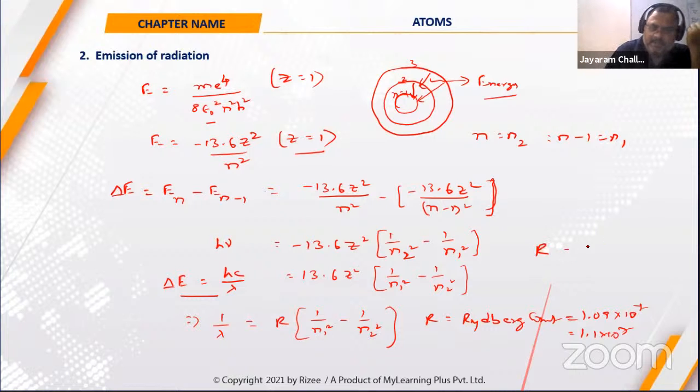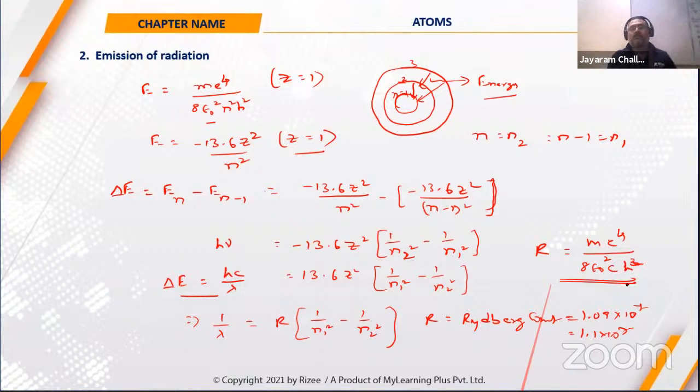R value is nothing but a substitution of all these things, that is m e to the power of 4 by 8 epsilon naught square into c into h cubed. So this entire thing is called Rydberg's constant. On substituting the mass of the electron and everything, you will be getting the same relationship. So this is how there will be an emission taking place over there.